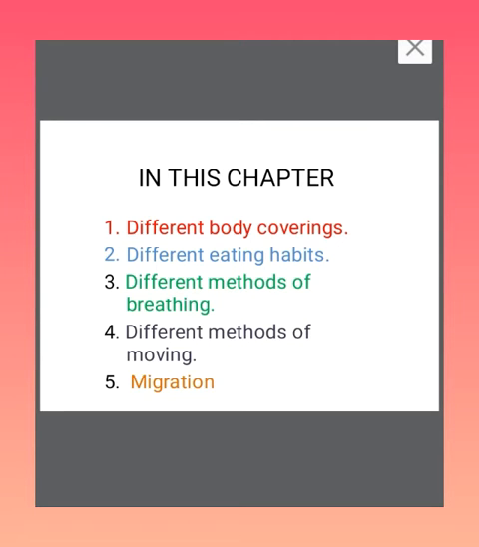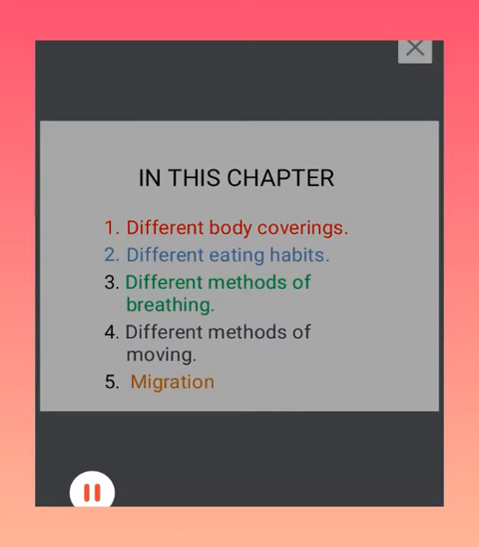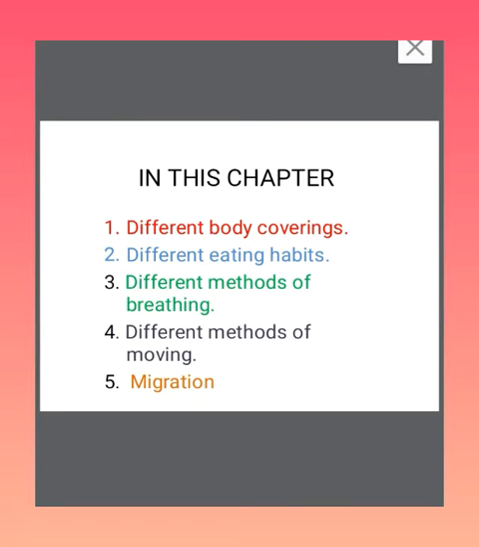In this chapter mainly we are going to cover certain things. What are those things? The first point is different body coverings. Secondly, we will discuss different eating habits. Third is different methods of breathing, like how the different animals breathe in different ways. The fourth one is different methods of moving, how the animals move. And the last, the fifth one, is migration. So let us start with the first one, different body coverings.